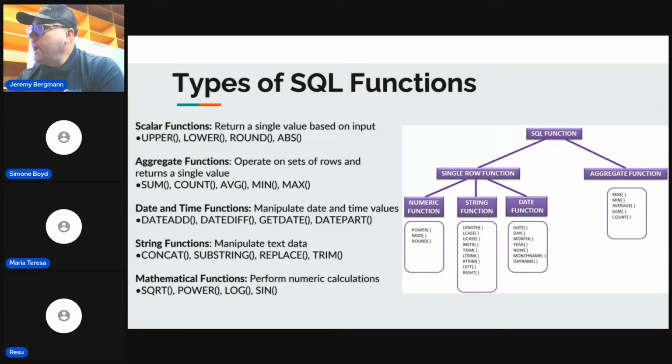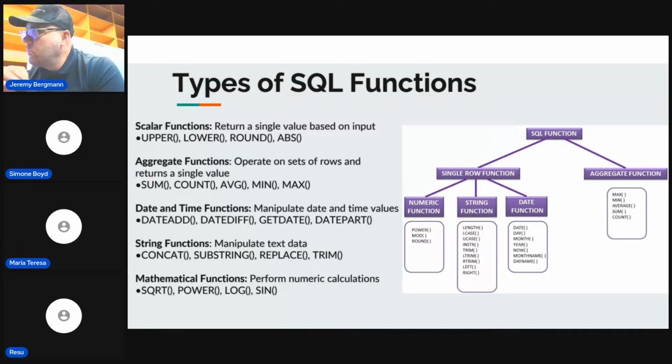Aggregate functions operate on a set of rows and return a single value. You have sums, counts, averages, mins, and maxes. Off the top of my head, you could have medians and stuff like that, but that's 95%, 99% of what you use.